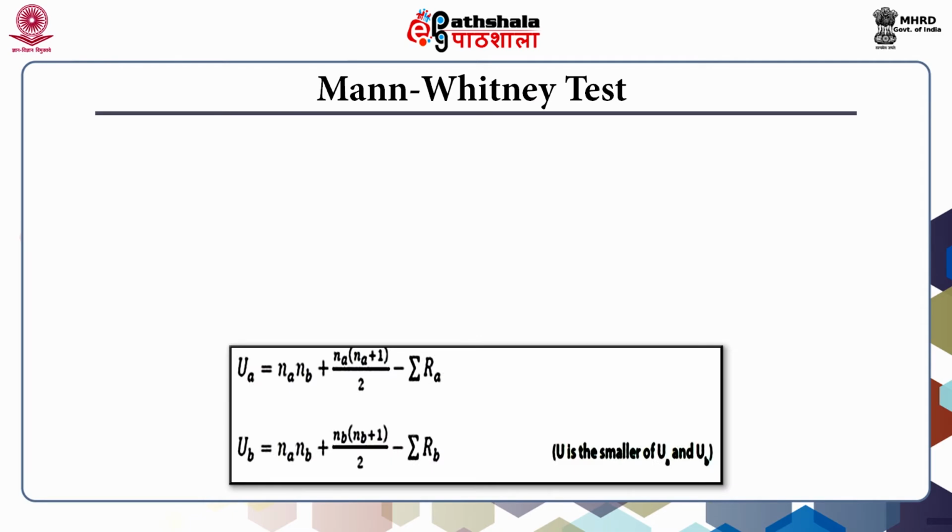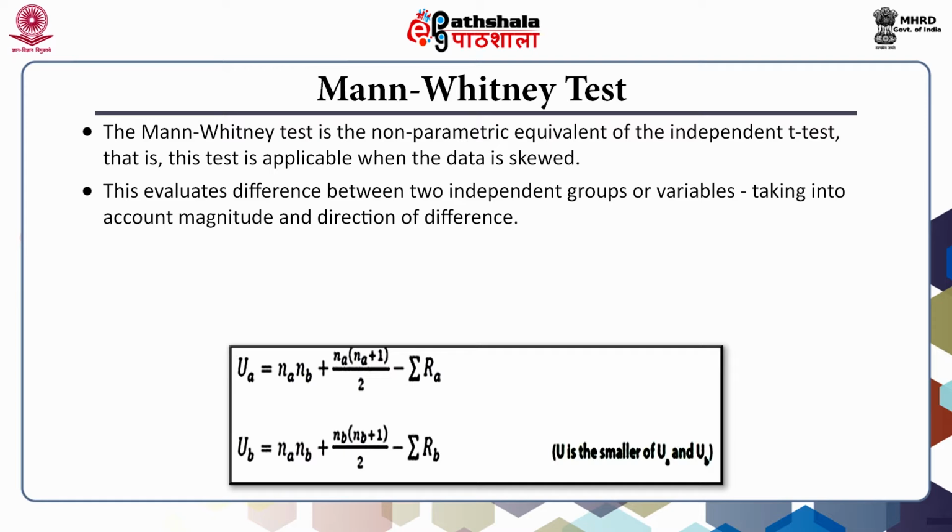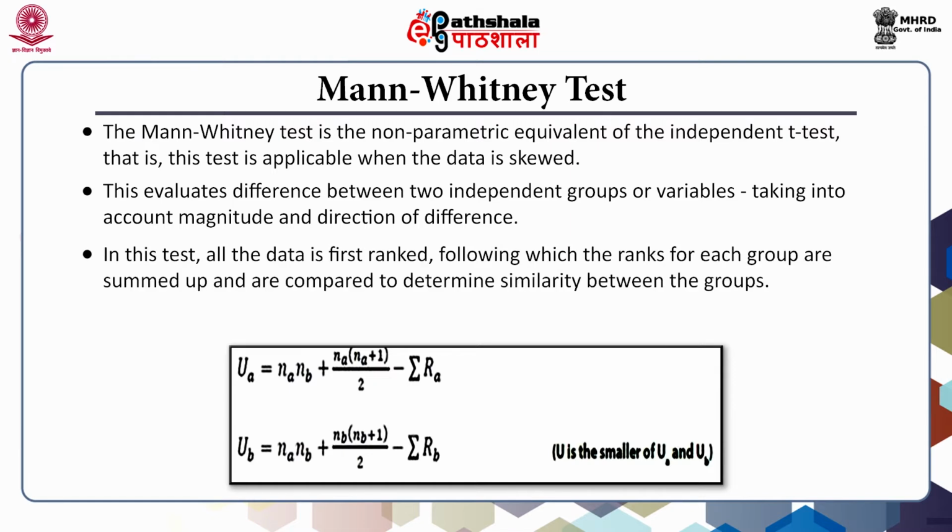Mann-Whitney test. The Mann-Whitney test is the non-parametric equivalent of the independent t-test, that is, this test is applicable when data is skewed. This evaluates difference between two independent groups or variables taking into account the magnitude and direction of difference. In this test, all the data is first ranked, following which the ranks of each group are summed up and are compared to determine similarity between the groups. The formula for Mann-Whitney test is given below.